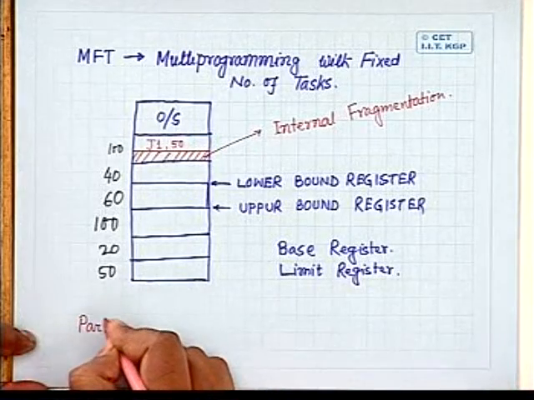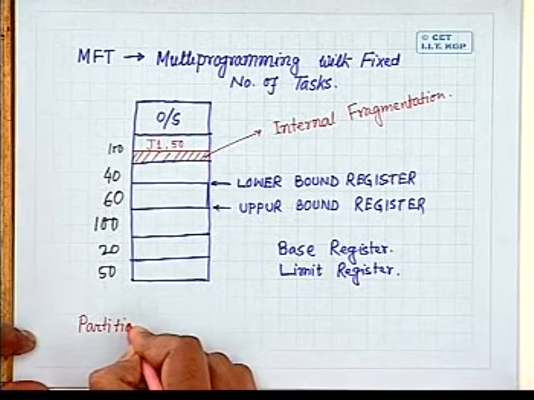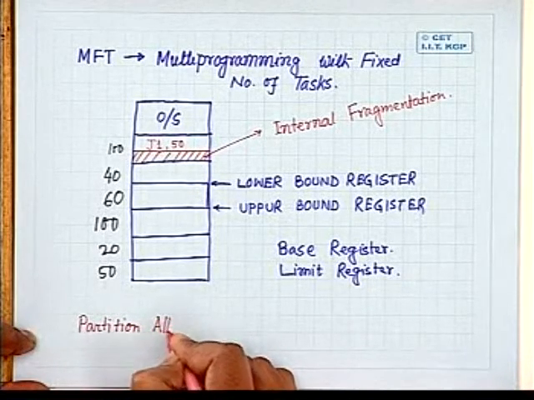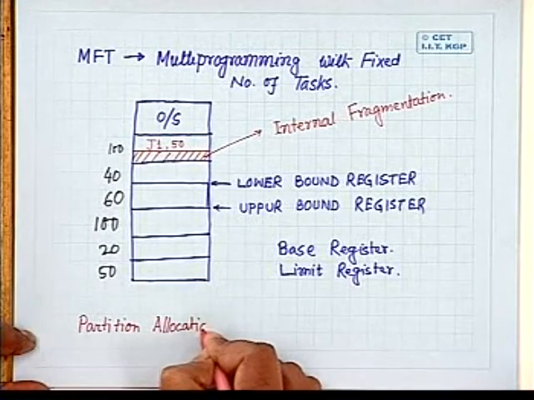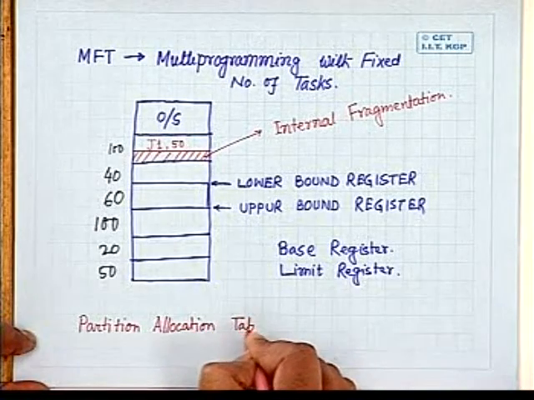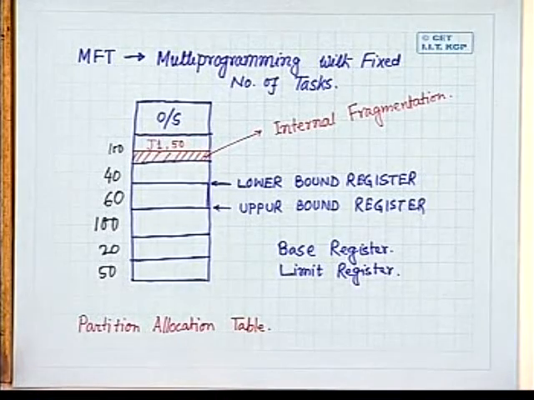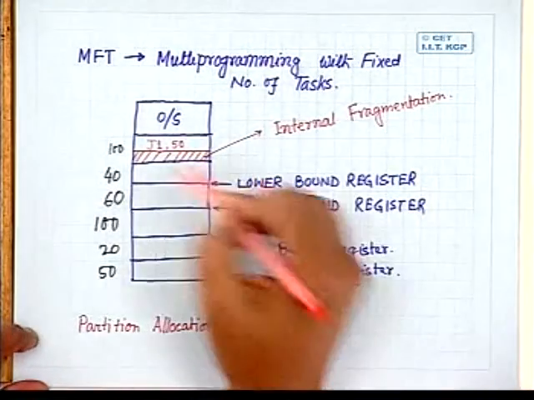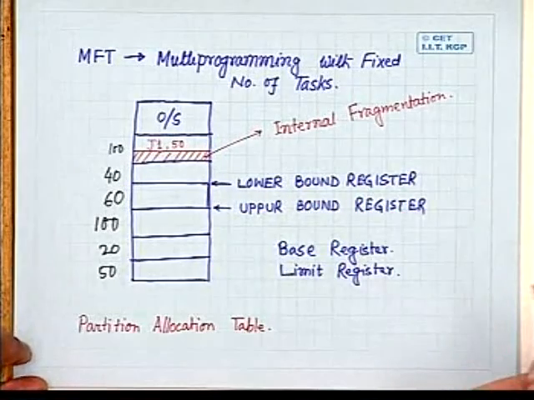Okay. Similarly, when a job is terminated and goes out of the main memory, you have to modify that particular information. Earlier its status was allocated, now we have to make the status free. Okay. And this information is maintained in the form of a table which is called a partition allocation table. Okay. So you find that with this MFT technique, we lead to this internal fragmentation or external fragmentation.